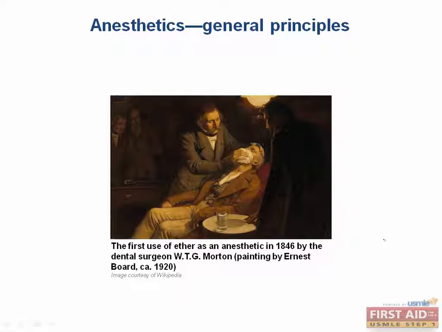The ideal agent causes loss of sensation and consciousness, amnesia, and relaxation of skeletal muscles. Anesthetics can be either inhaled or intravenous. Either way, they must cross the blood-brain barrier, either through diffusion as a lipid-soluble molecule or through active transport.